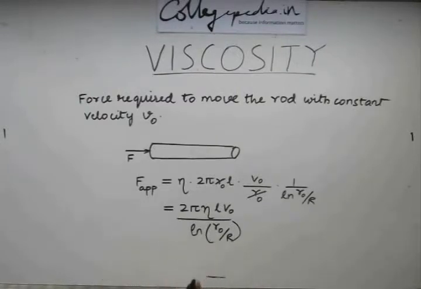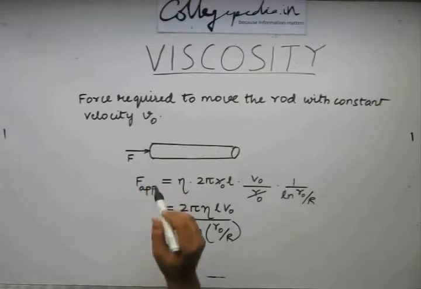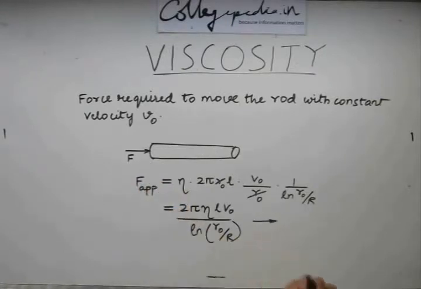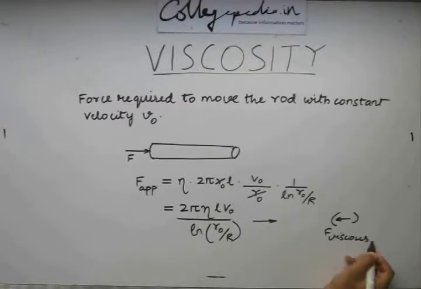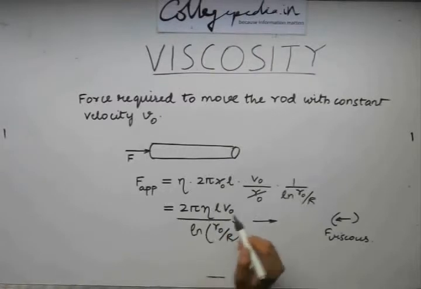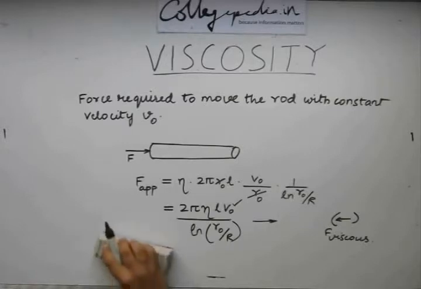This is the force which needs to be applied on this cylinder to make it move in this direction. Obviously, the viscous force will be in this direction. This is F viscous. These forces will balance off and thus will give you a constant velocity v naught. This solves our problem.